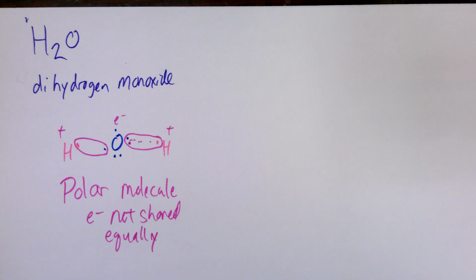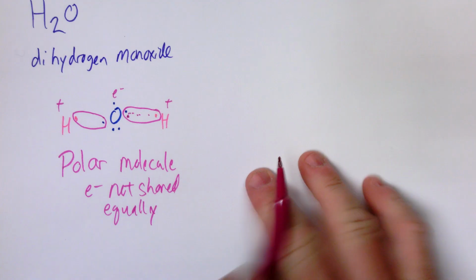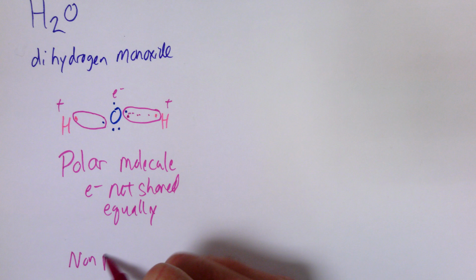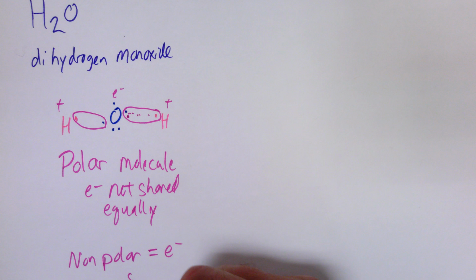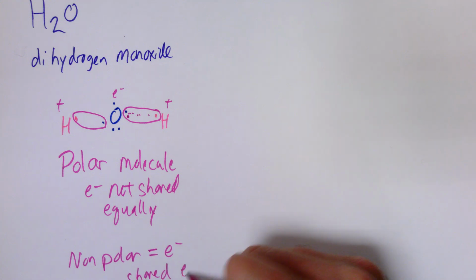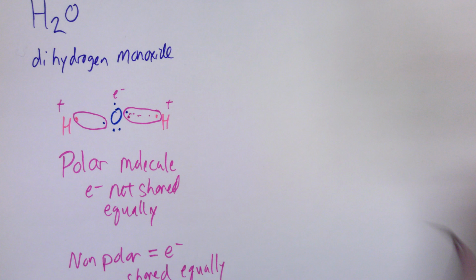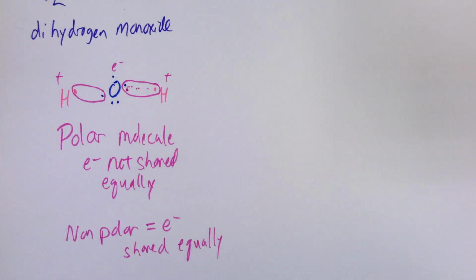So you wind up with some more negative times in one place of the atom than you do in the other. Now, as you can imagine, a nonpolar molecule means electrons are shared equally. And the electrons stay exactly in the middle, and there's no separation of charge. The molecule doesn't have a positive end and a negative end. It is entirely electrically neutral because the electrons are being shared equally.